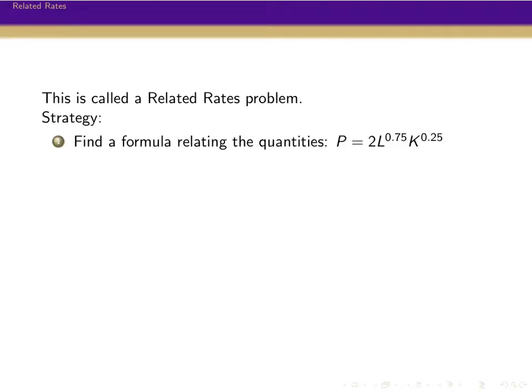Okay, so what exactly do we mean by this? So strategy, how to do a related rates problem. Usually with related rates problems, everything revolves around some formula relating quantities. These quantities, you consider them functions of time, and then you want to find out how one of them is changing if you know information about the other ones. So you have to start off with some kind of formula, some sort of equation relating them, and this is the Cobb-Douglas equation that we were using.